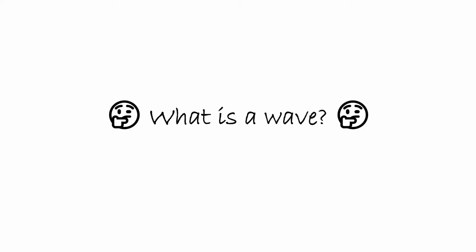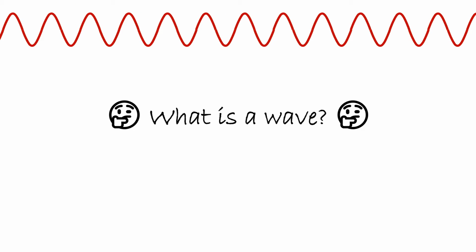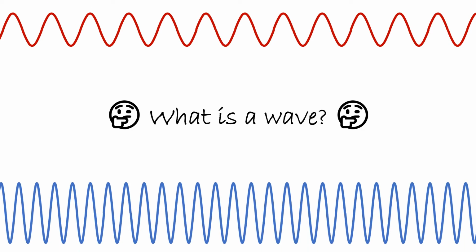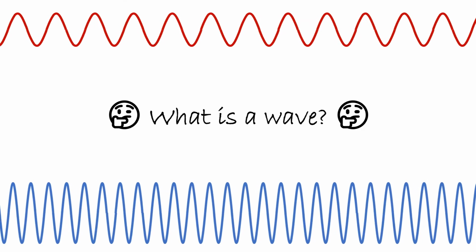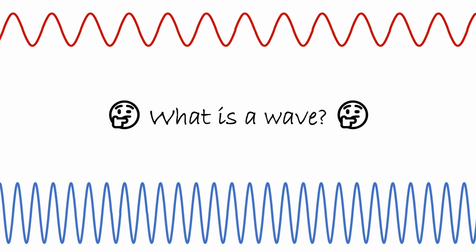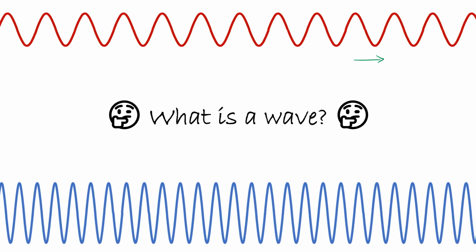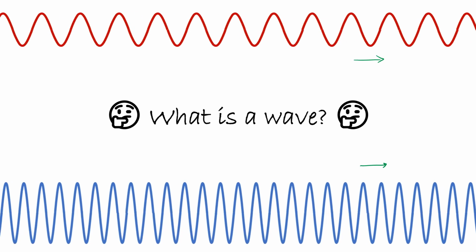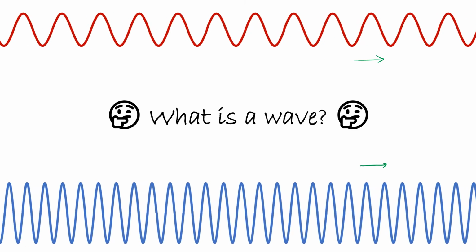So, what exactly is a wave? When I say the word wave, probably what comes to your mind is something like this, or maybe something like this. But wait, is that it? Now that's more like it. As you can see, a wave is a pattern which moves. So let's see the theoretical definition now.